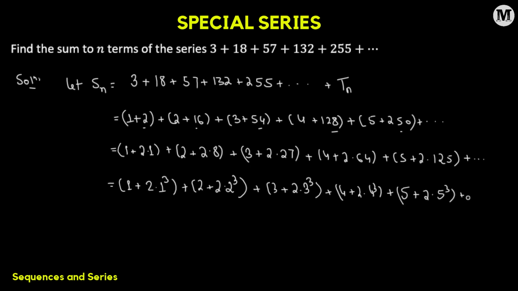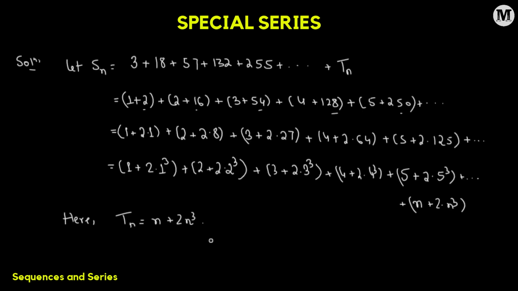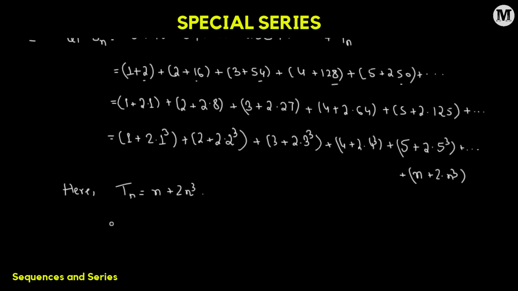So if we continue like this, then we can easily define the nth term. So that is going to be n added to 2 times n cubed. So this is going to be the nth term of the series. So here we have obtained Tn equals n added to 2 times n cubed. So now that we have the nth term, we can easily define the sum up to n terms.